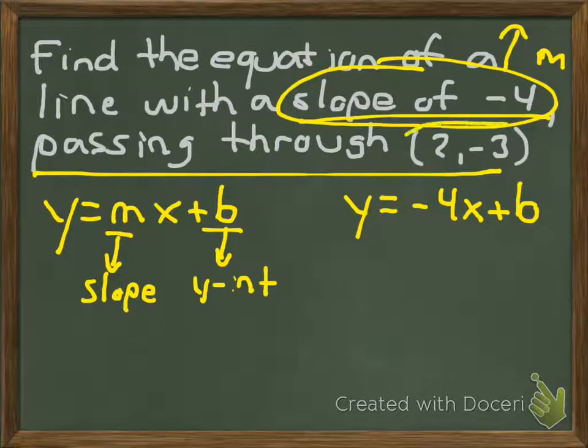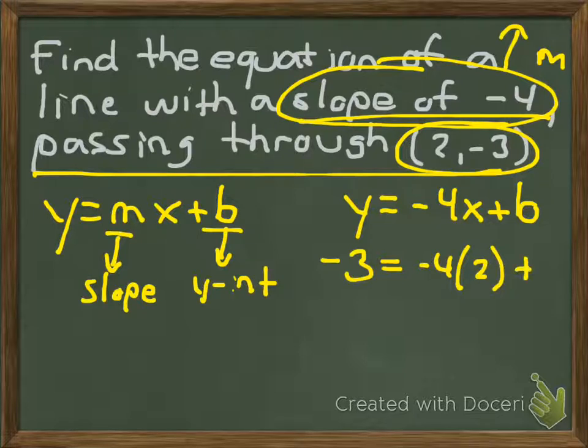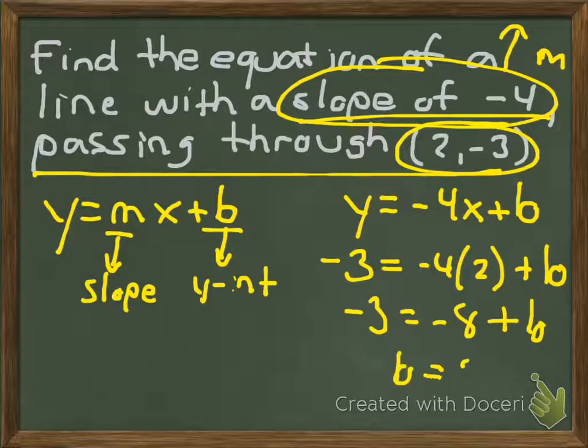Well, the way we find b is we're going to use the point that's given to us. And remember that every point has the same format, x, y. Here we have a representative x and y, where x is 2 and y is -3. If we plug those in, we can figure out what b is. So y is -3. That equals -4 times the x we're given, which is 2, plus b. So all we have to do is solve this now. -3 equals -8 plus b. Therefore, b equals +5. So the equation of the line we're looking for is y equals -4x plus 5.